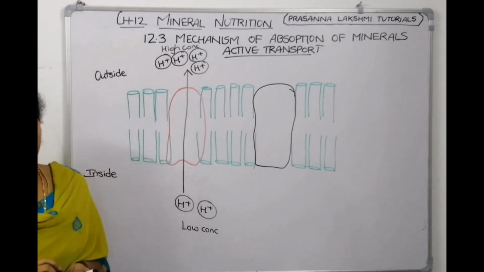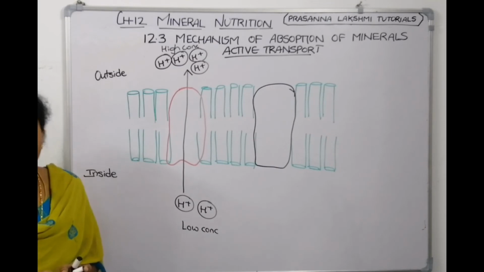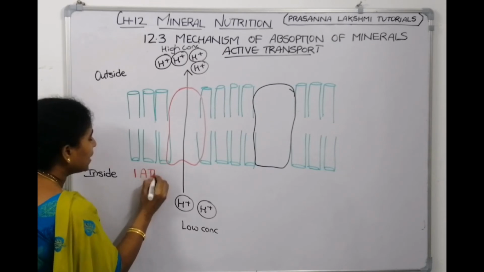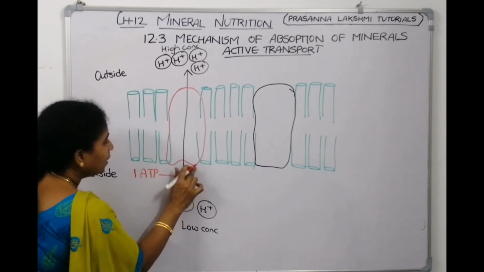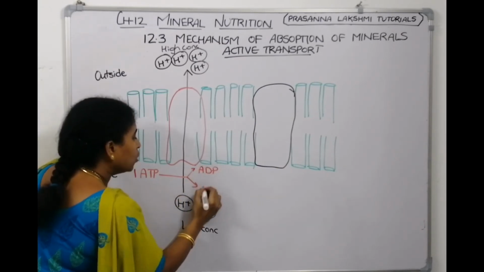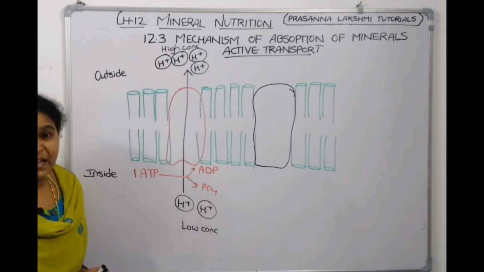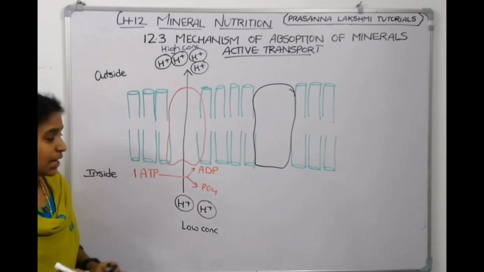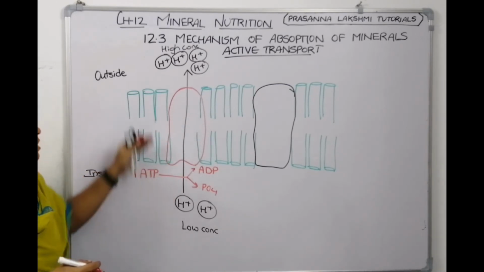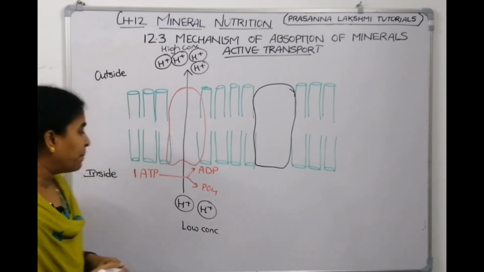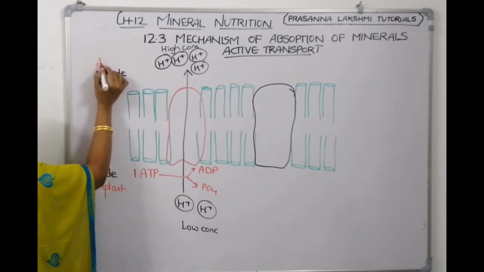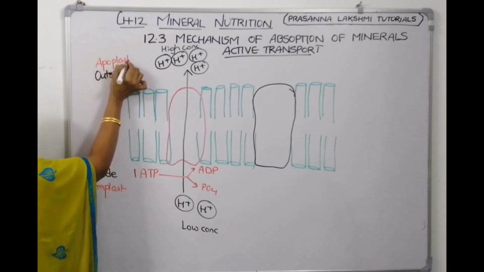Now if it wants to go, it is active transport, it needs to spend energy. The currency of the cell is ATP. Then what happens? 1 ATP gets hydrolyzed. It is broken into an ADP molecule and a phosphate molecule. When you break the bond, you get the energy. Using this energy, the proton will be carried across this carrier pump from inside to outside. Inside is called Symplast. And outside we can call Apoplast.